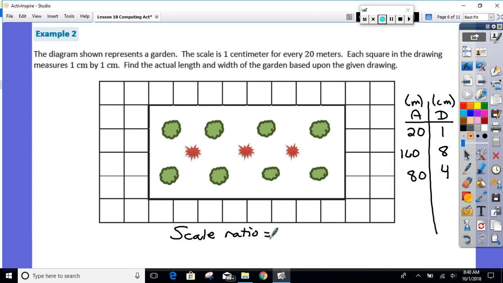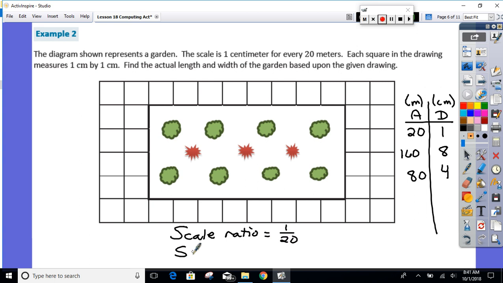Bella, how would you find the scale ratio? Just 20. So what would it be? Would it be 20 or would it be 1/20? Y over x. So you want to start with the 1/20. So the scale ratio would be 1/20.